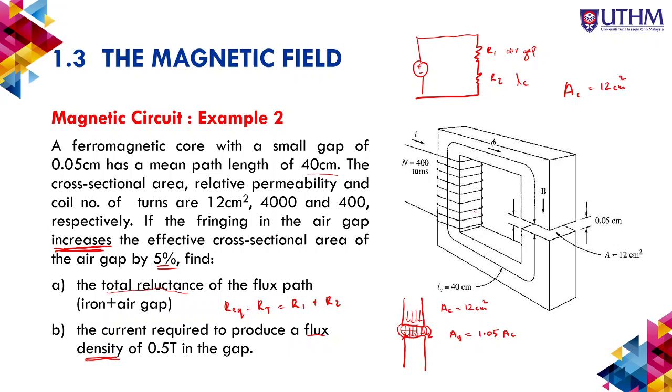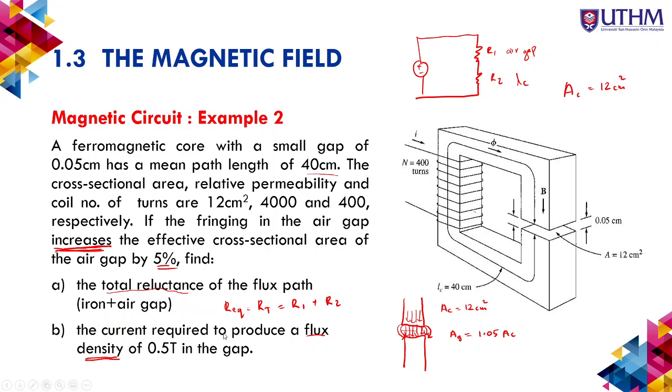If they ask you to calculate the flux density at the air gap, you need to use the area of the air gap. If they ask about the flux density at the mean path length or the core, you need to use the core area.